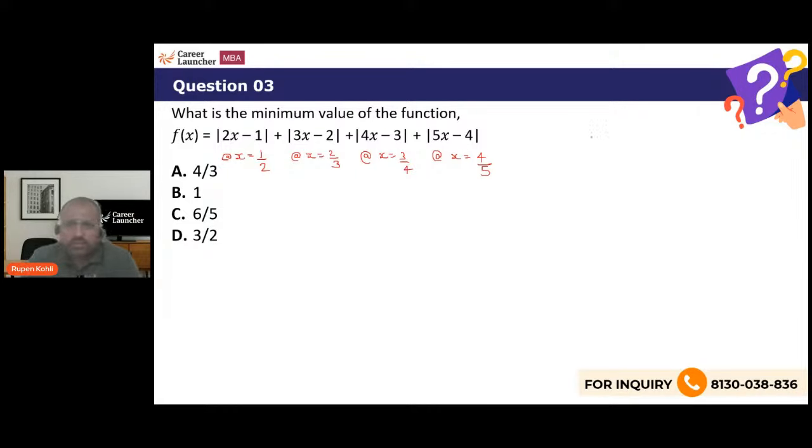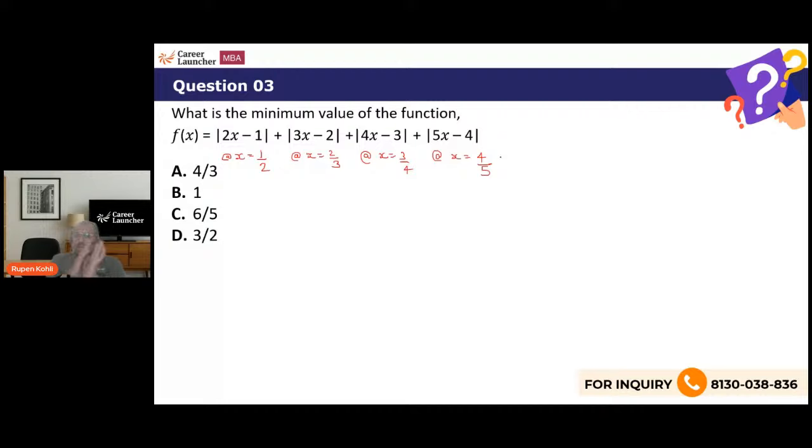Now, the logic in these kinds of questions is that whenever you have such a summation of modulus terms, you basically put each of the terms equal to 0. Find the value of x which makes the term go to 0. Now, whichever is the middle term, and there are 4 modulus terms here, so there are 2 middle terms. Whenever the middle term goes to 0, the function is minimized.